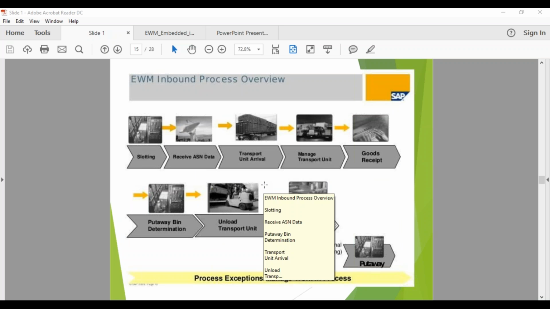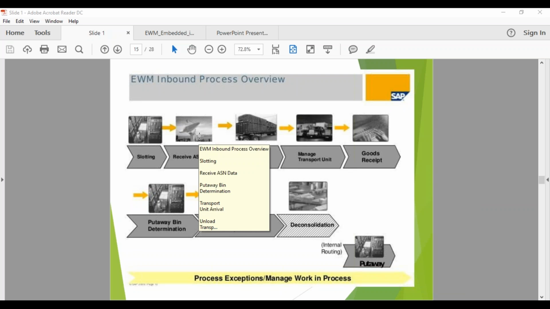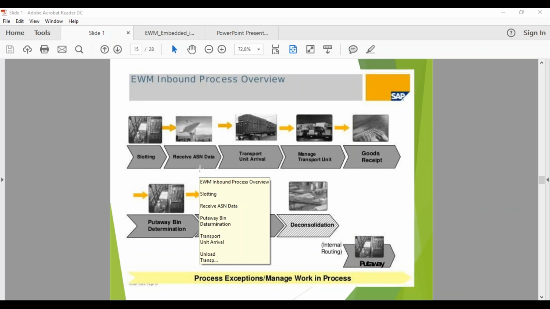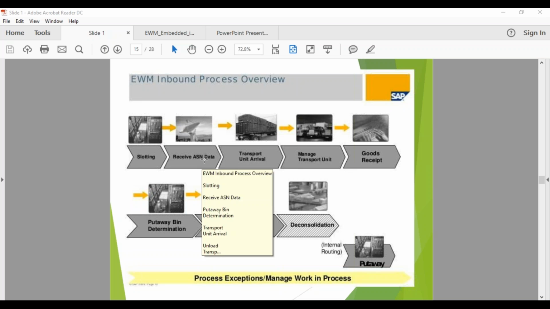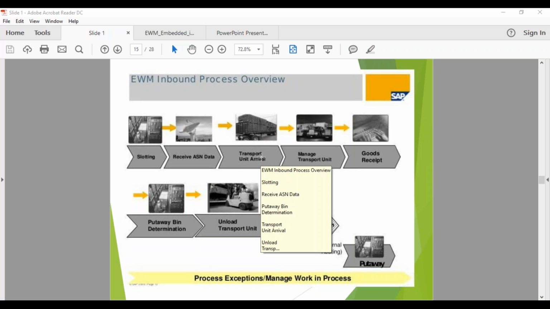Okay, so this is the system level process, how it will happen. We have discussed that one. So we have both the levels: the system level, and the physical process, that means the practical business process, how it will happen. Practically, once we have the purchase order which is coming from the vendor, we will receive an ASN, an advanced shipping notification. Once the advanced shipping notification is received, then the transportation unit will physically arrive at the warehouse.